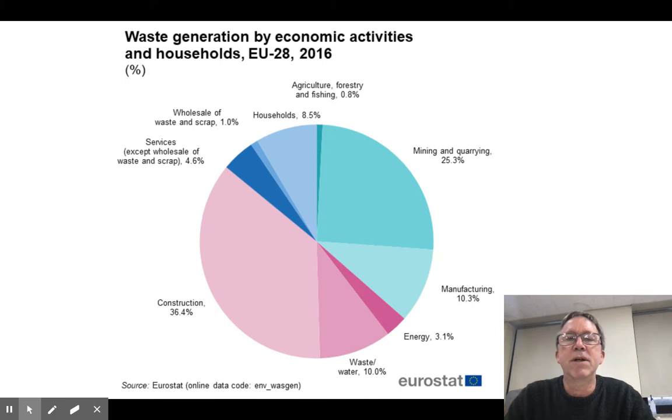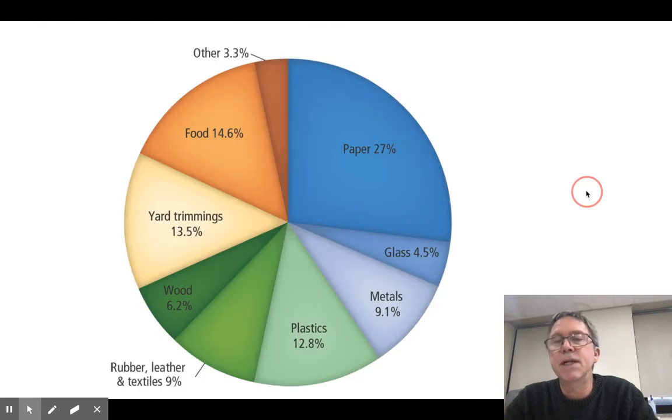This is, I think, a European one from 2016, but it just gives us a general sense of it. So we look, construction, manufacturing, mining. That's the bulk of it. Now, you and I, we contribute a bit, okay? And everybody should do their part. But you can see that most of it is coming from other sources. But let's just talk about this part because this is what you and I have a bit more say over.